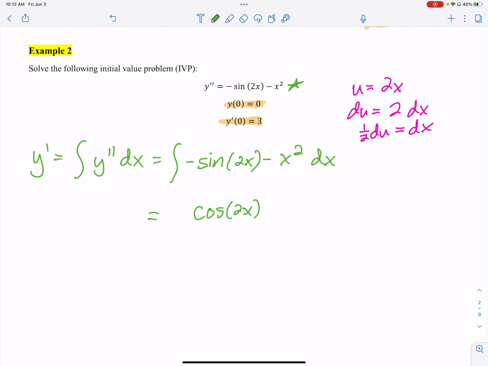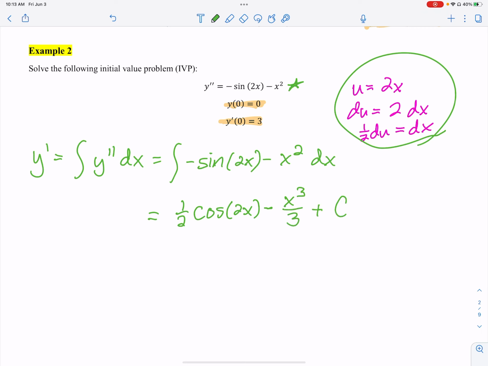But if I take the derivative of 2x, I get a 2, so I need that to cancel out. So I got a 1/2. You could use your u sub over here and go through that whole process the way that you have learned. We do these a lot, so you may want to get quick at it. Okay, so minus here, we got x cubed over 3, and then we have a c1. This is y prime.